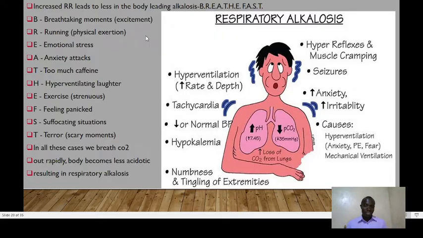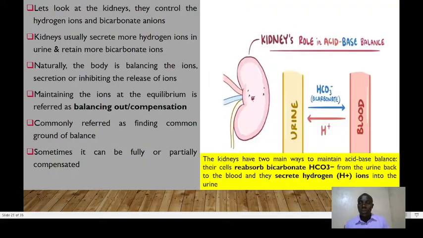or alkalosis. And some of the conditions or circumstances that can cause such kind of case, we can abbreviate it with breathe fast. That is breath-taking moments, excitement, running, emotional stress, anxiety, too much caffeine, hyperventilating, exercise, feeling panicked, suffocating situations, terror. All these situations, you find that we are breathing out CO2 more rapidly. So we become less acidotic because CO2 is an acid, and this results in respiratory alkalosis.